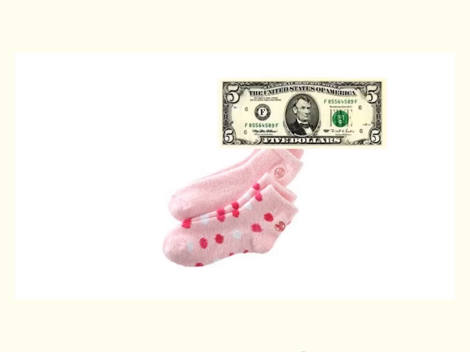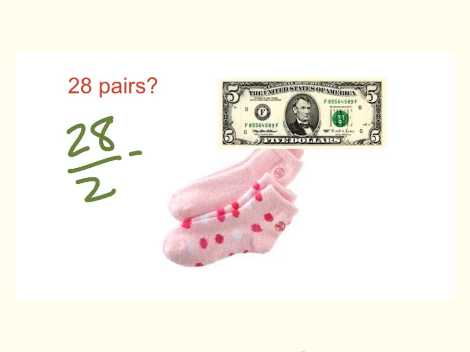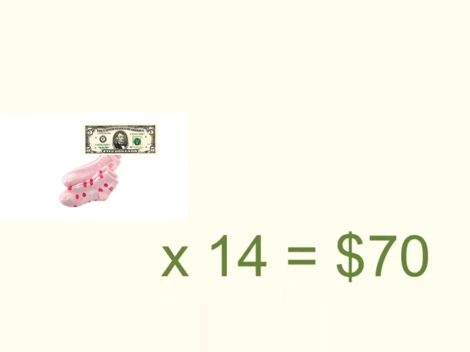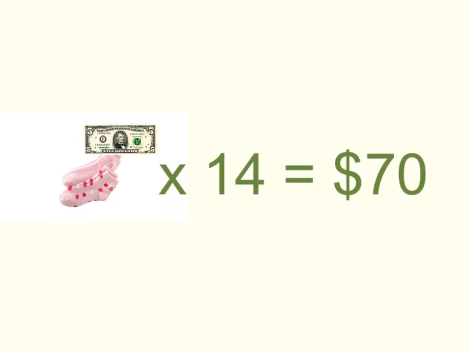For example, if I told you that 2 pairs of socks cost $5, and then I asked you how much 28 pairs of socks would cost, you might start by taking 28 pairs and dividing by 2 to get 14. Now certainly the answer is not $14 for 28 pairs of socks. You've only done half of the problem. You now need to calculate how much 14 two-packs cost. At $5 apiece, that's $70.